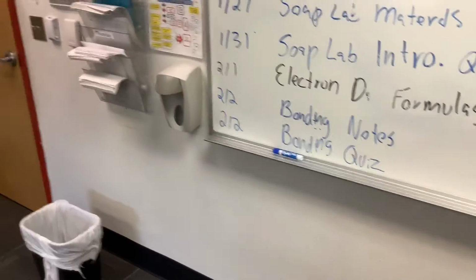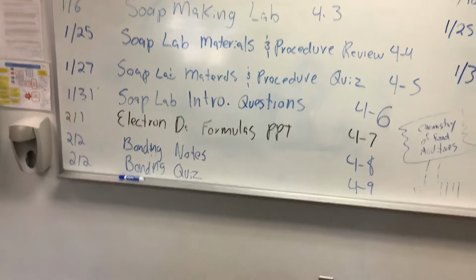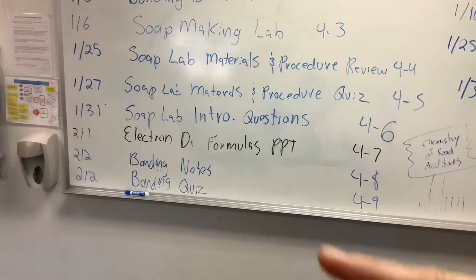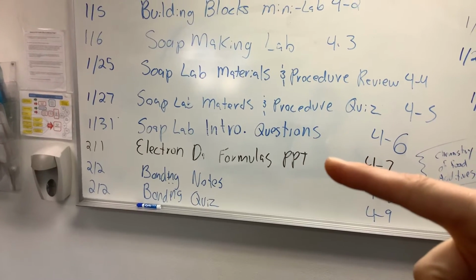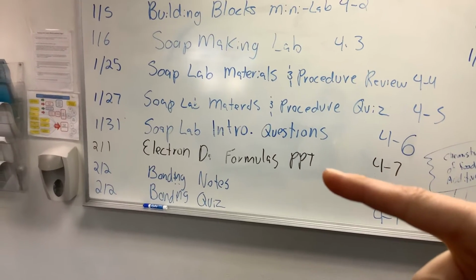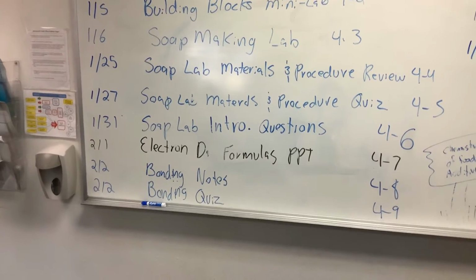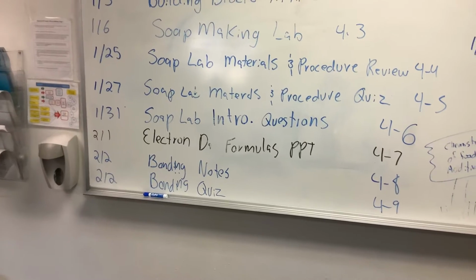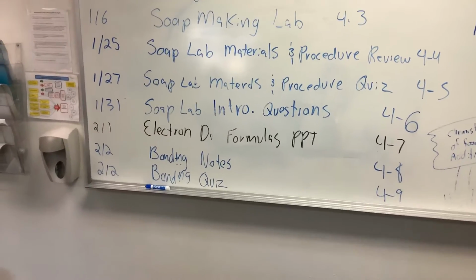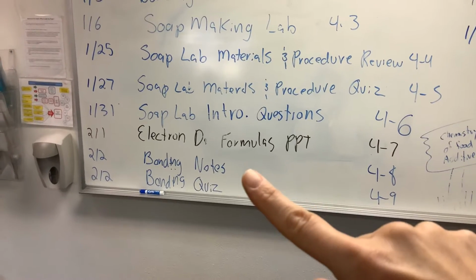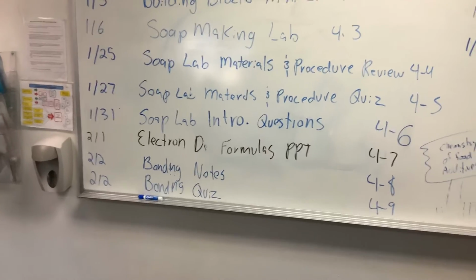Hey guys, so we're just gonna continue with what we were doing, which is bonding. So we have the electron dot formula PowerPoint. It's a PowerPoint you'll get for your notes. It's basically the video from Google Classroom, but in PowerPoint form. For some reason, it's called electron dot formulas, but really it's bonding. Then we're gonna do these bonding notes, which we basically take the most important information from the PowerPoint.